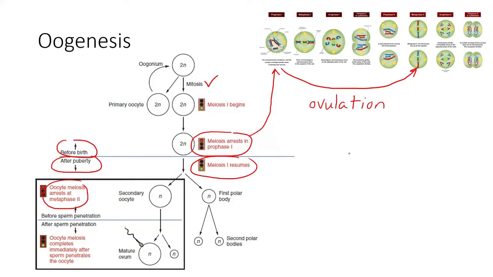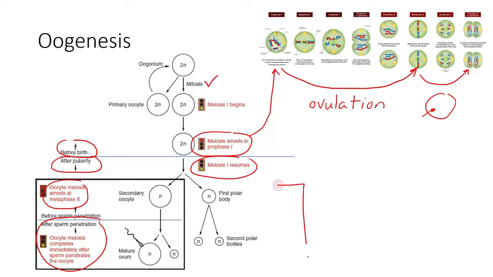All right, but it just stops there, and it's floating around in the fallopian tube, or the oviduct, waiting for a sperm to penetrate. And once the sperm actually enters the egg, and this is prior to fertilization, then it finishes this last phase of meiosis, and then fertilization can happen.